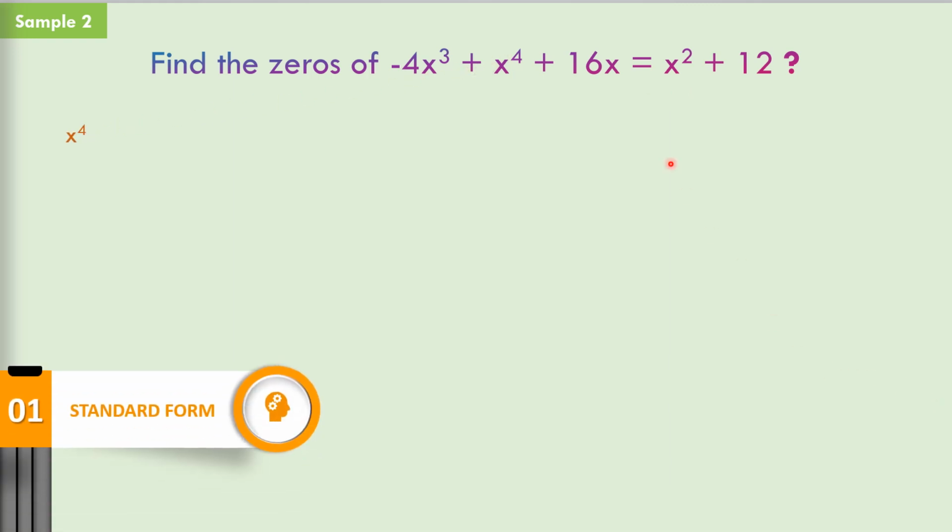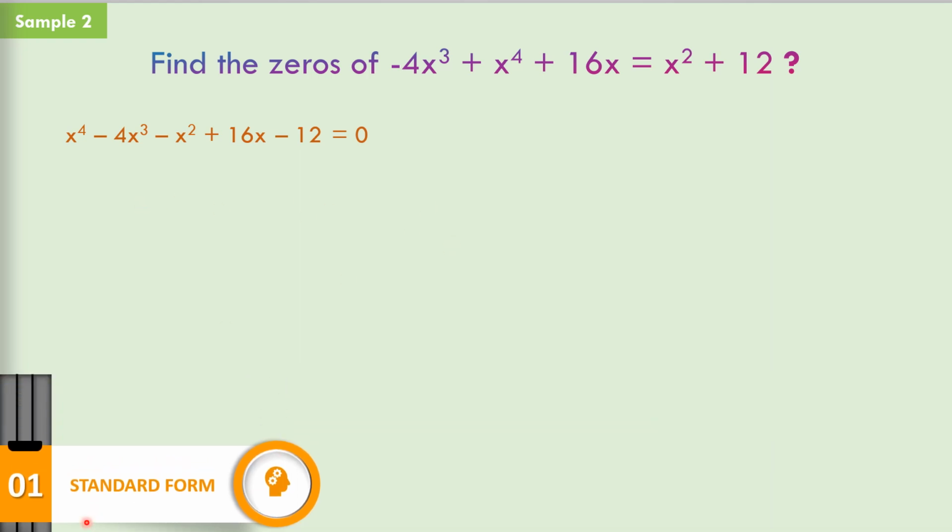So, highest exponent is x to the fourth. Hanapin si x cubed, that is negative 4x cubed. Next, x squared. So, going to left, change the sign. That becomes negative x squared. Next, 16x, bring down. And then let us identify the constant, positive 12. Change the sign, negative 12. So, the polynomial is now arranged in the standard form.